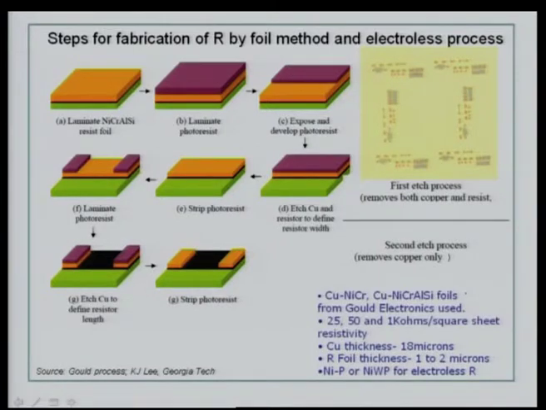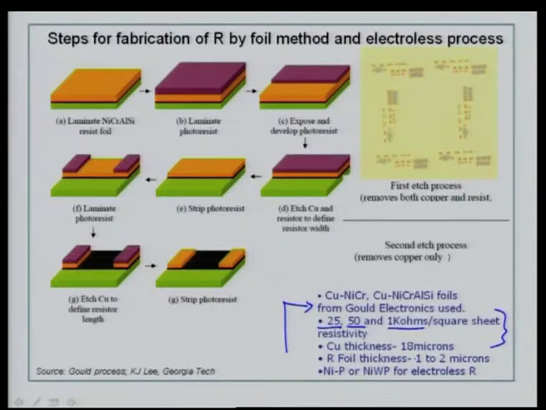Now, resistor foils are available from a few manufacturers. Here, for example, in this particular work, the material used is from Gold Electronics. As I mentioned in a couple of slides before, there are other manufacturers also. Look at the specifications that suit your integration process. So, you could get foils in 25 ohms per square, 50, 1K, 1000 ohms per square and so on.